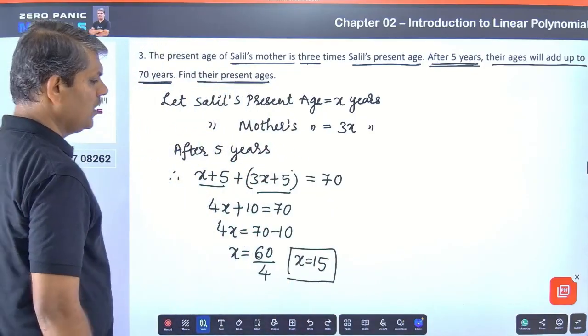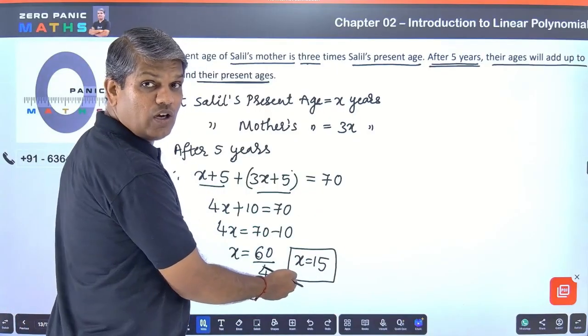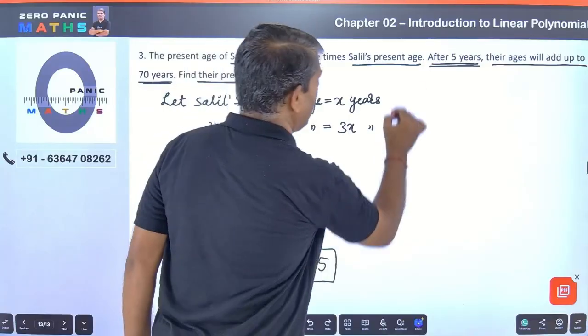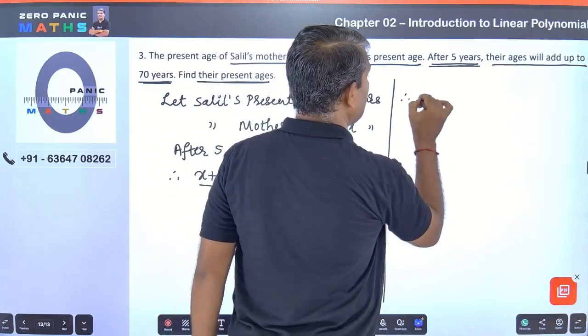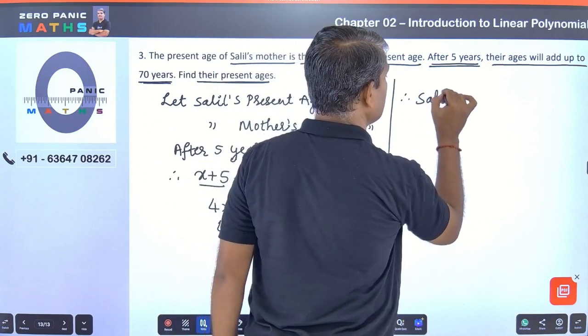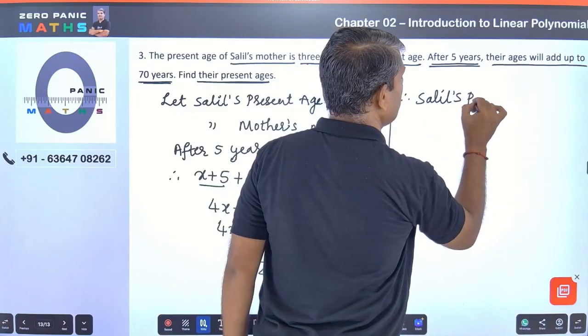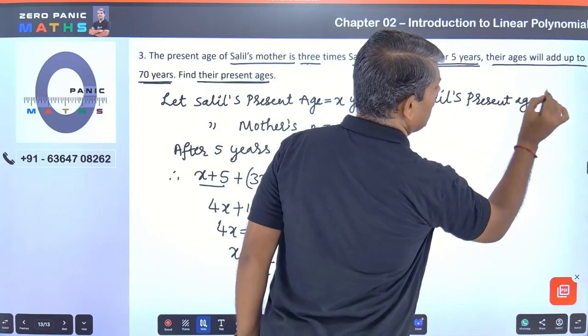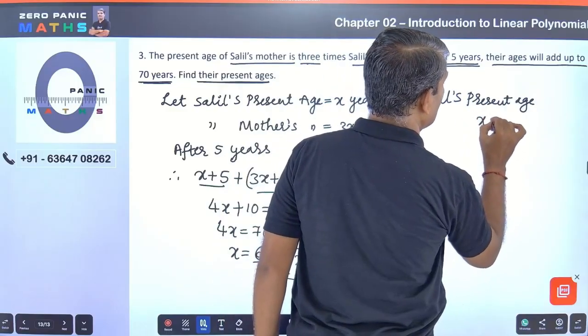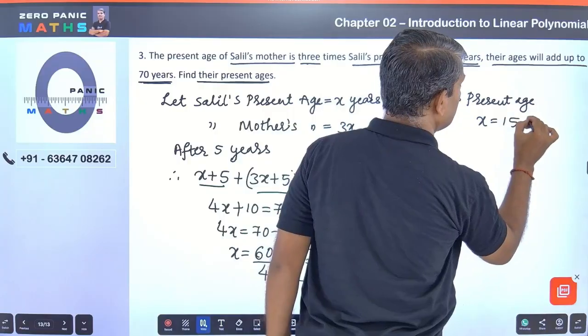Okay, so x is equal to 15 is the answer. And finally, how are we going to write? Therefore, Salil's present age is equal to x, which is 15 years.